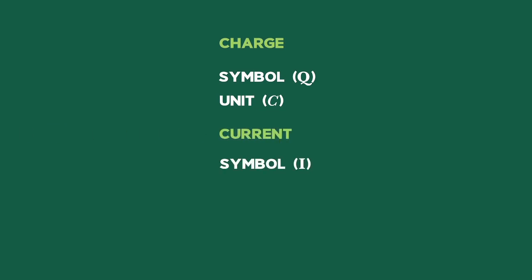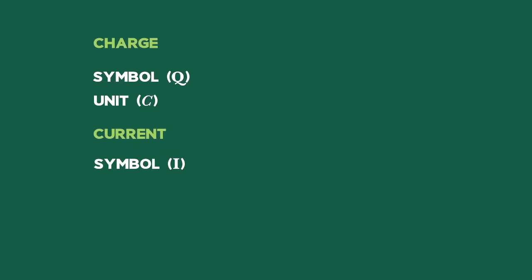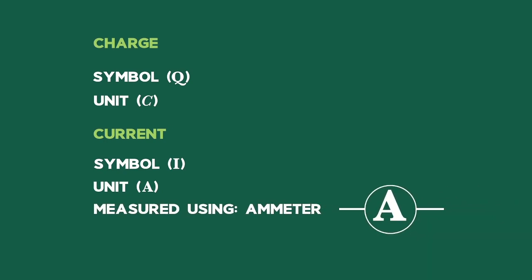The amount of moving charge is represented by the symbol Q. We measure the amount of charge in coulombs, or C. The strength of an electric current, the symbol capital I or small I, is measured in amperes, symbol A, using an ammeter. An ammeter is always connected in series.